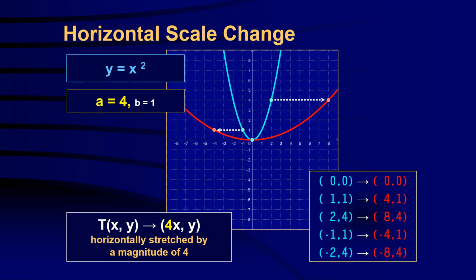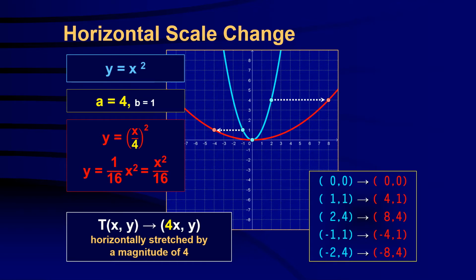So when we apply the graph scale change theorem, y will be replaced with y over b, x will be replaced with x over a. And since x is squared, x over a quantity will be squared. I did not write y over 1 because that really has no impact. On the other hand, I did write x over 4 that needs to be squared. And when simplified, it works out to be y equals 1/16 x squared, or x squared over 16.